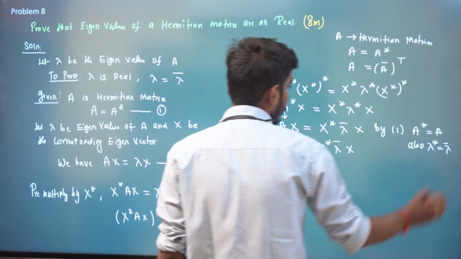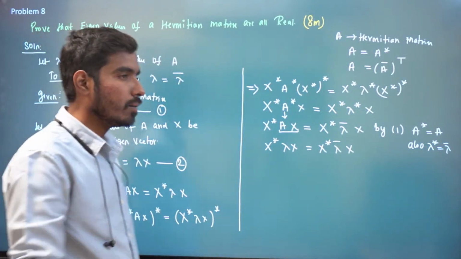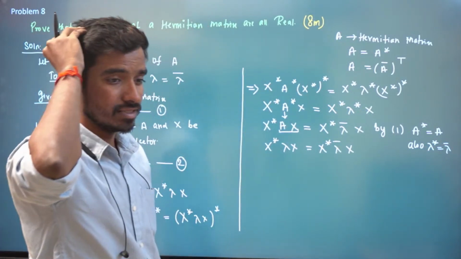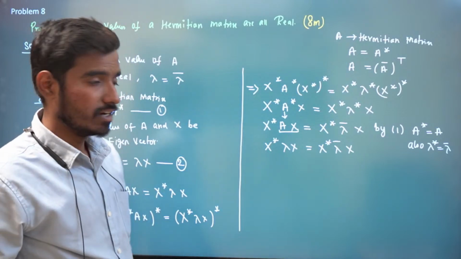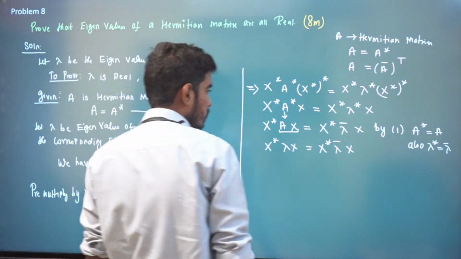Also note that lambda star is this lambda bar, right? Lambda bar is lambda bar transpose. Lambda is a scalar, single scalar. So transpose nullifies; it will not affect the system.